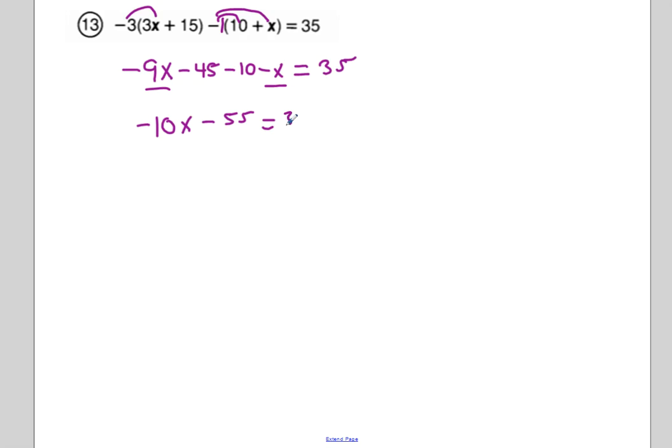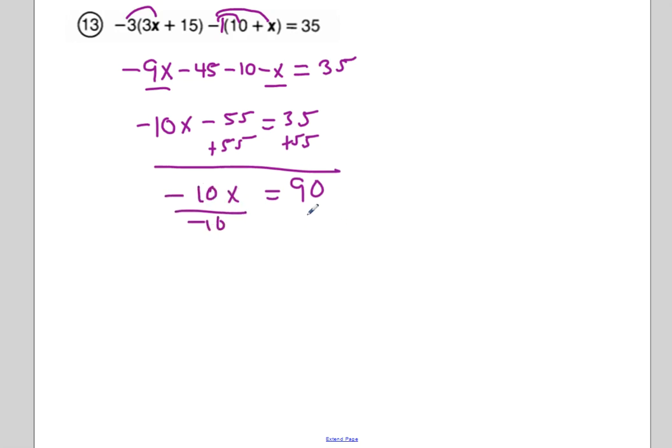is equal to 35. Next thing I do is I want to get rid of this by adding the opposite. The opposite of negative 55 is a positive 55, so that's exactly what I'm going to do. Now that's 80 plus 10, so that's 90. And I have a negative 10x. And inverse operation, I'm going to divide by 10 on both sides. Negative 10, that gives me a positive 1, and I have x is equal to negative 9.